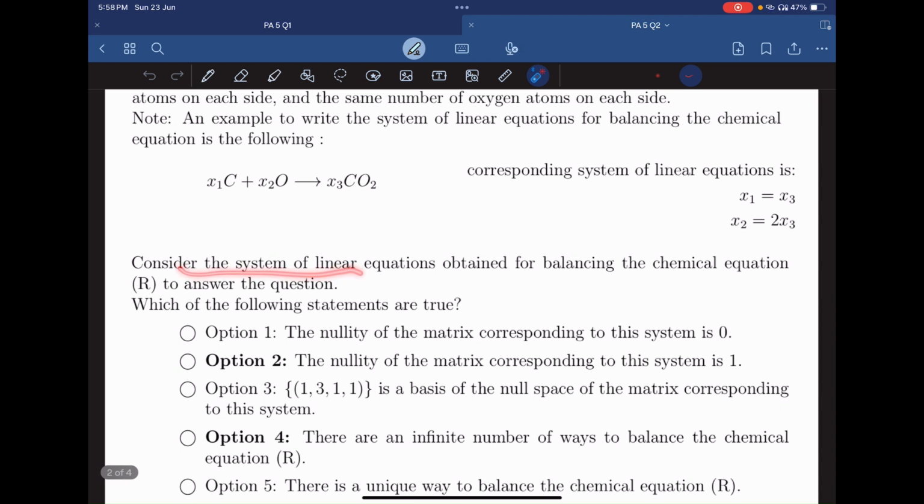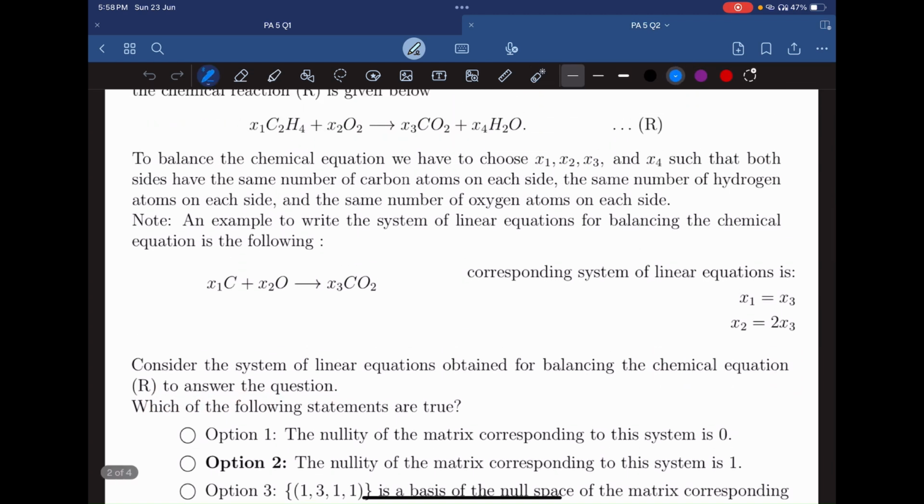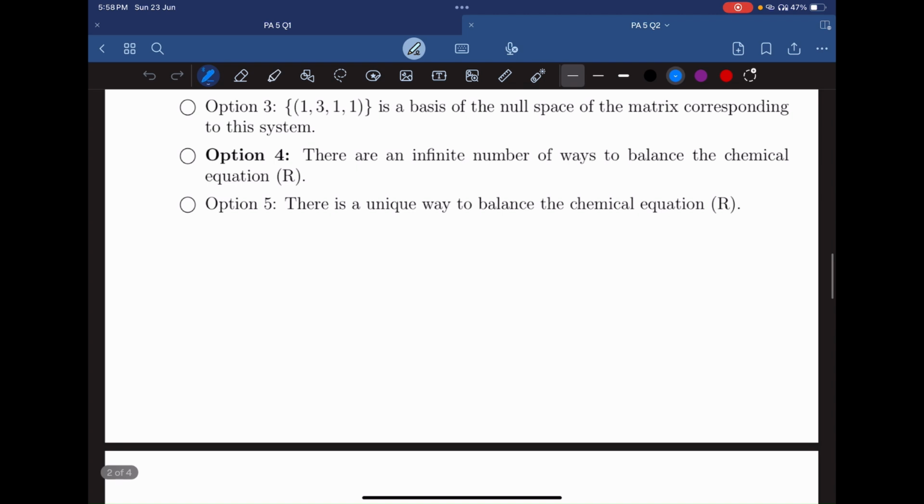Now consider the system of linear equations obtained for balancing the chemical equation R to answer the question. So we have given the equation x1 C2H4 plus x2 O2 gives x3 CO2 plus x4 H2O, and this is our equation R.